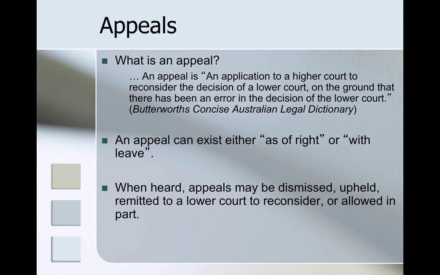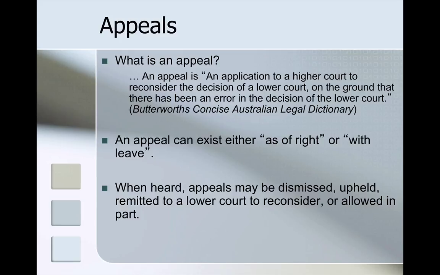So what do we mean by a court's appellate jurisdiction? Well, it goes down to what we mean by an appeal. Again, the Butterworths Concise Australian Legal Dictionary tells us that an appeal is an application to a higher court to reconsider the decision of a lower court on the ground that there has been an error in the decision of the lower court. Now, an appeal can exist either as of right or with leave. What this means is that in some instances you will automatically have the right to appeal, whereas in others, sometimes you will have to get the permission or the consent of that court to appeal to it.